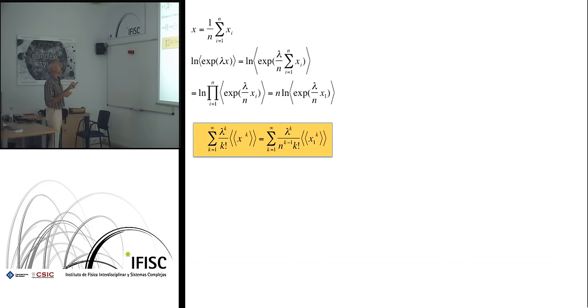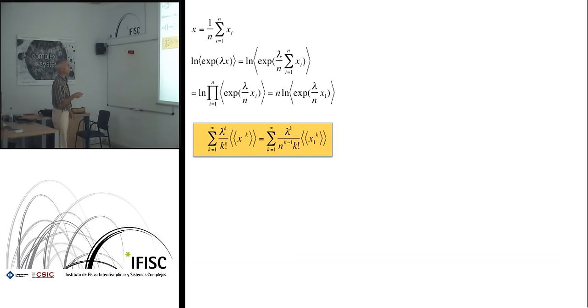First, because the exponent of a sum is the product of the exponents. And second, because all these variables are independent of each other and identically distributed, this average is the same as the average of the first one. And I have n of them. So I have this to the power n, which I put in front of the logarithm, and I get this result.